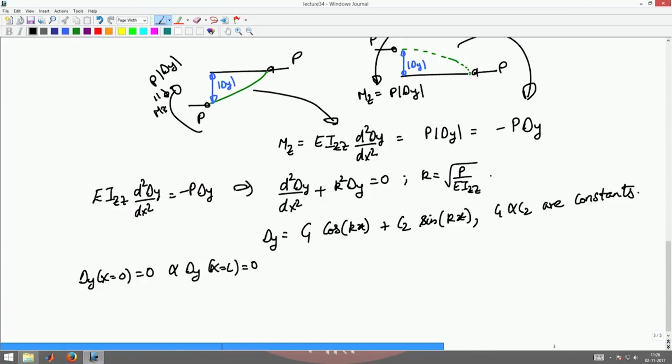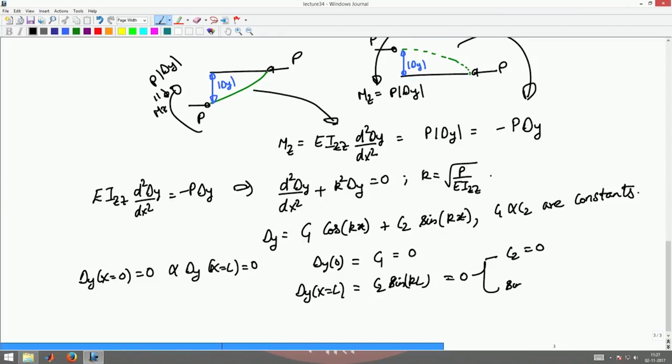This gives you the condition that delta y of 0 is nothing but c1, so c1 has to be 0. Delta y at x equal to L is c2 sin kL, and this has to be equal to 0. Now you have two possibilities: one is c2 being 0, or sin kL being 0. Sin kL will be 0 if kL is n times pi, where n is an integer.